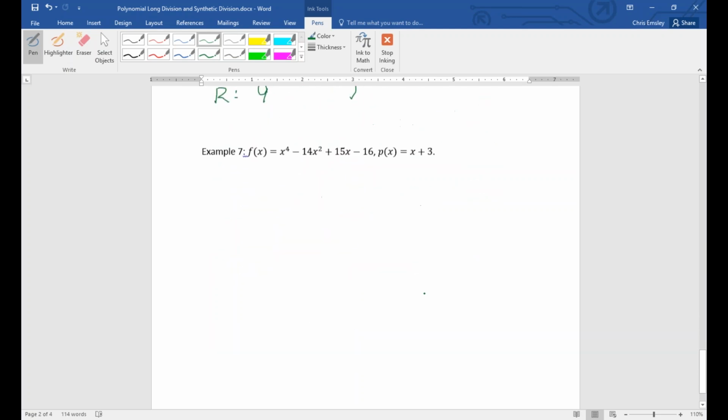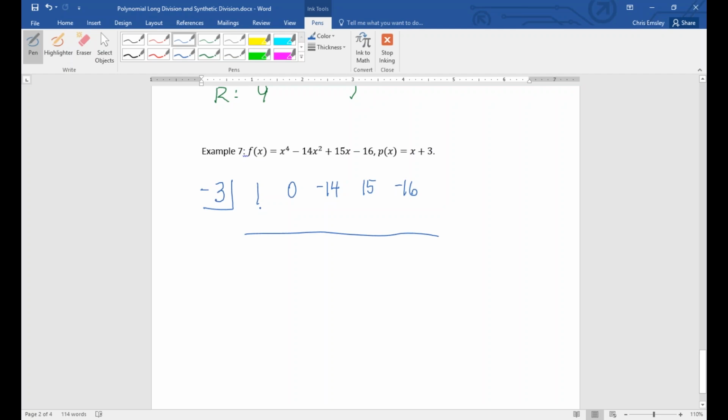And one more synthetic division. Okay, again, start off by writing out your coefficients. We have an x to the 4th. Doesn't have a coefficient, so that's 1. 1x to the 4th. There's no x cubed term, so we need a 0 in there as a placeholder. So there's our x to the 4th. There's our x cubed. X squared is -14, x is 15, and our constant is -16. This time in the box, if we set this divisor equal to 0 and solve, we get -3.